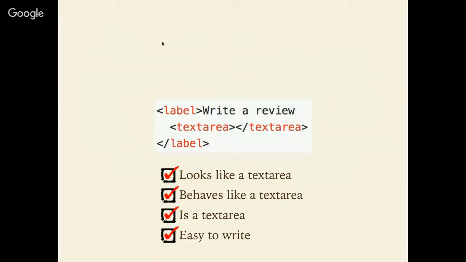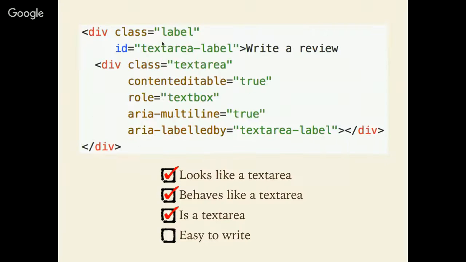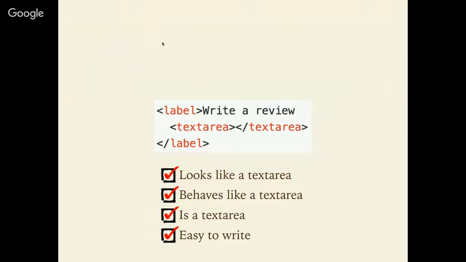So on the next slide we have, I'd say, the proper markup for this, which is just a label element with the words write a review, and inside of that is a text area element. This basically does the same as the previous slide. So there's the previous slide again. You can see the difference in code just to make the same. So this looks like a text area. It behaves like a text area. It very much is a text area, and it's very easy to write. It's just 2 elements.